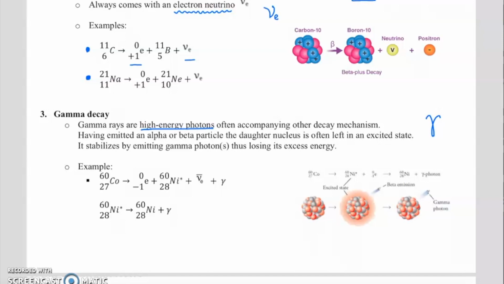You can see that here in the example. We start with cobalt-60. It undergoes beta negative decay to become nickel-60 and gets rid of some energy by releasing a photon. Now that nickel-60 is still highly energetic, so it's going to undergo gamma decay again. Once again, it pushes out that energetic photon to get rid of that energy, stabilize itself down into a lower energy state.